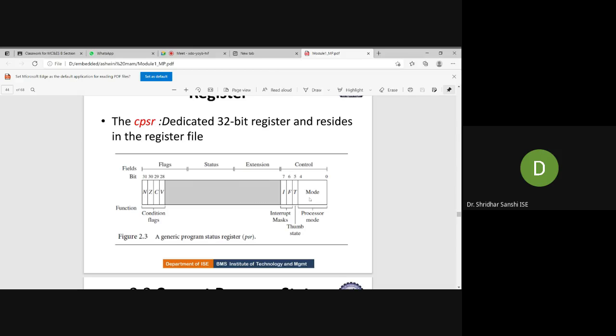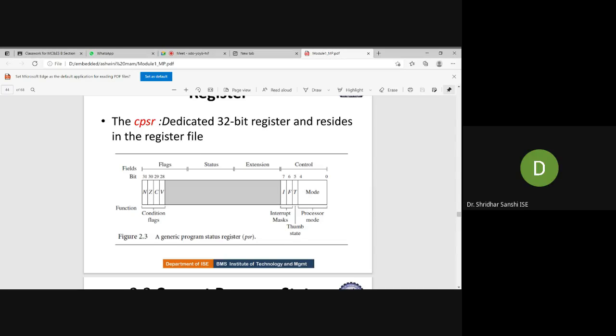What else have I told? I talked about privileged and non-privileged mode. When I say the processor is operating in a privileged mode, what does it mean? There is full access, both read and write, of the CPSR register. How many modes are there in the privileged mode? Six privileged modes, and one non-privileged mode.